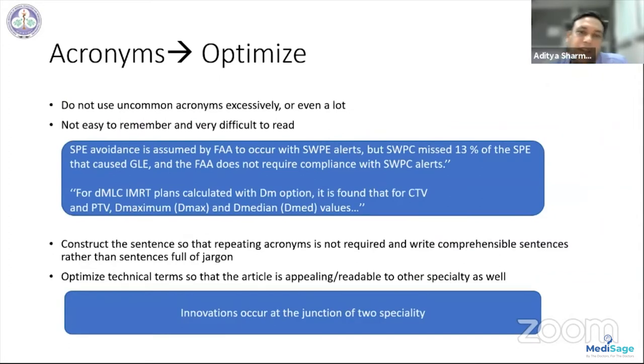Coming to the acronyms, it's a very commonly made mistake, and they are not at all easy to remember, and very difficult to read, especially if being read by people from a different specialty. For example, I have come across this sentence: SPE avoidance is assumed by FAA to occur with SWP alerts. It's pretty much jargon to me, and somebody is like rapping into my face. So try to construct the sentence so that repeating acronyms is not required, and write comprehensible sentences rather than sentences full of jargon. You must optimize technical terms so that the article is appealing and readable to other specialties as well. And remember that innovations occur at the junction of two specialties. This I always tell my residents, that if you interact with people of other specialties, you are going to have more innovations and inventions at the junction.